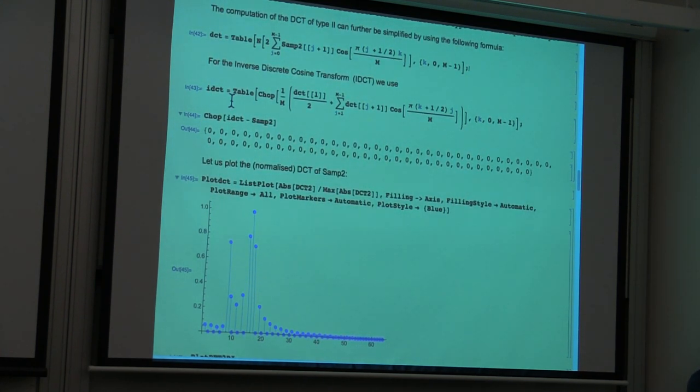And in the business with flipping, you can see why there are no artifacts. Because when you flip, what you get will have left end and right end perfectly matched. So there will be no jumps. So instead of using 120, can you just use the original? Yeah, yeah. You use, exactly.